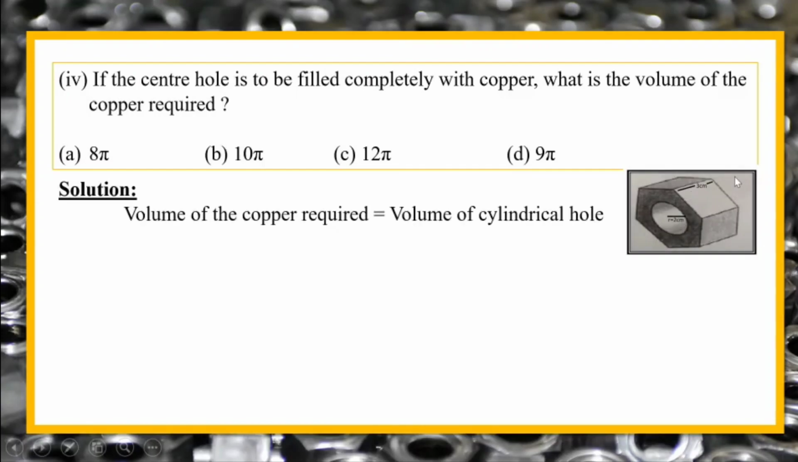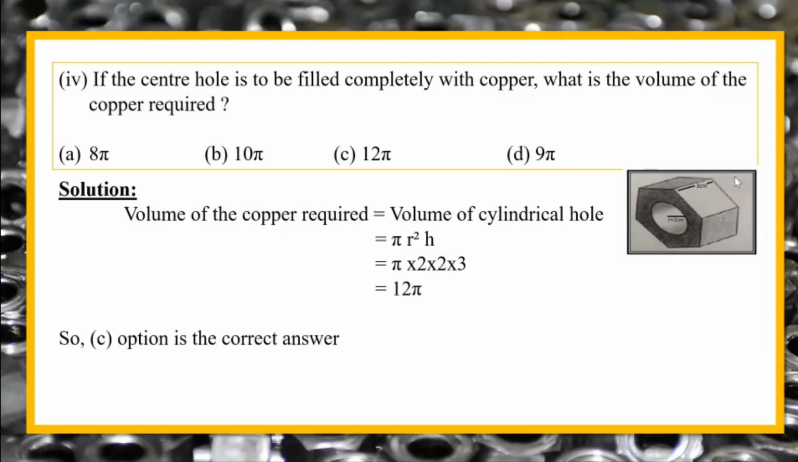So the volume of the copper required is equal to volume of the cylindrical hole, which is equal to pi r square h. R is 2 and h is 3. I'll put the values and I'll get the answer as 12 pi. So the option C is the correct option, and that is the answer.